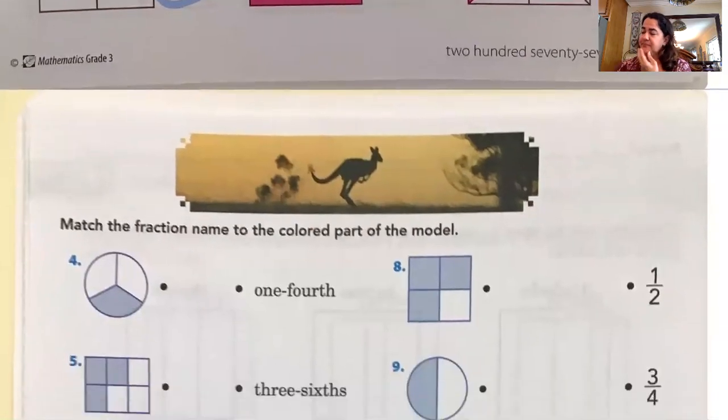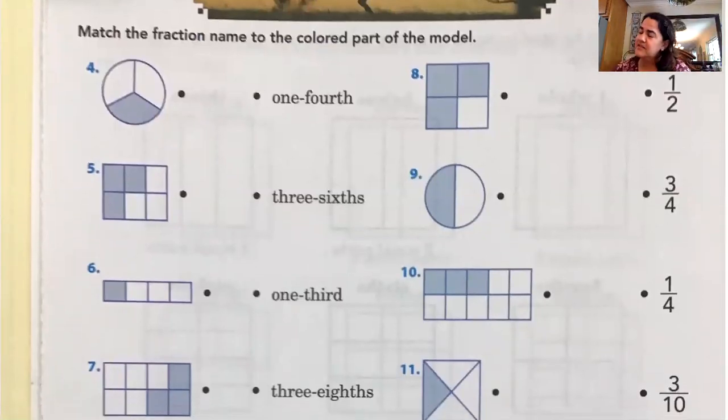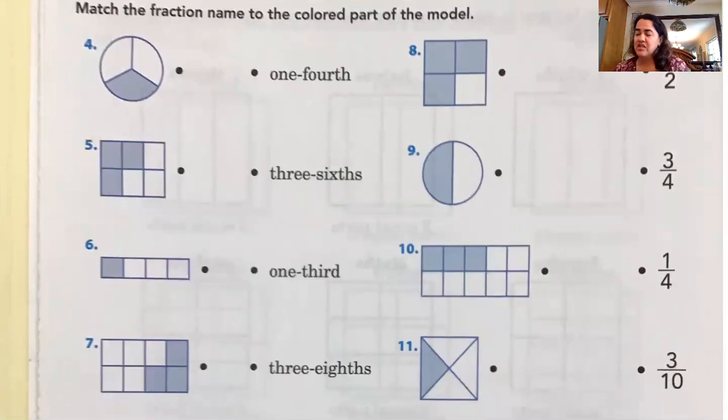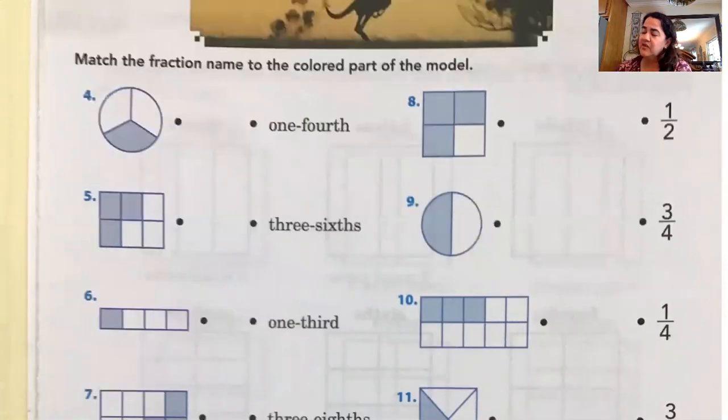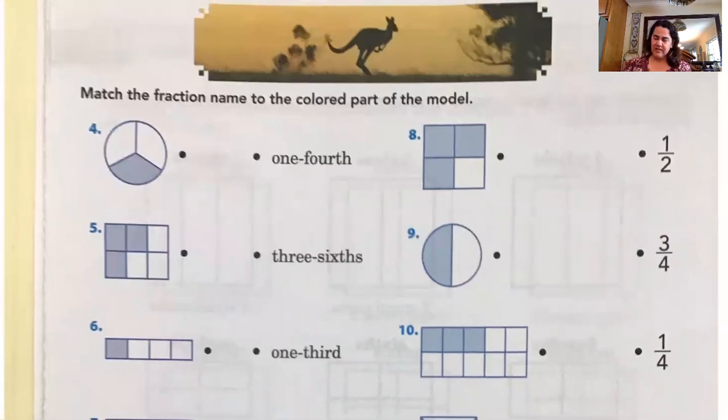Very good. Turn your paper over. We are going to match the fraction name to the colored part of the model, okay? So we're going to take a look, and we're going to try our best, and we're going to match them up. Friends, I'm going to go ahead and do this with you today. It should kind of be review, but I want to make sure that we all do our very best. So stay with me and let's work together.